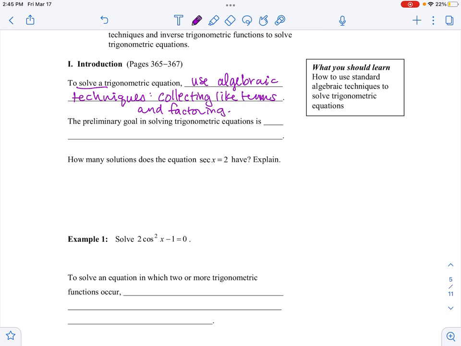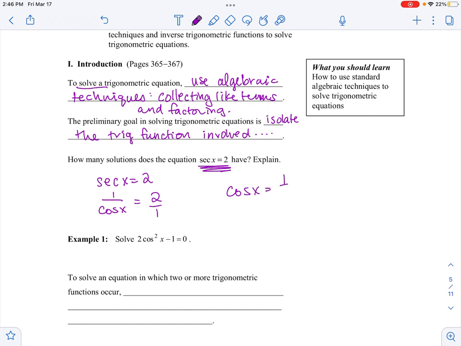The main goal in solving a trig equation is to isolate the trig function that's involved. Okay, so let's see if we can look at this one. So secant x equals 2. We also know that secant is 1 over cosine x equals 2. So if I want to solve for cosine x, I can say, well, if 1 over cosine x is 2 over 1, then cosine x equals 1 over 2.